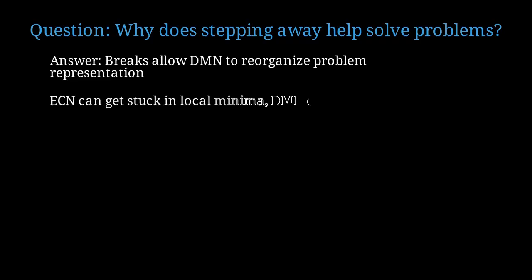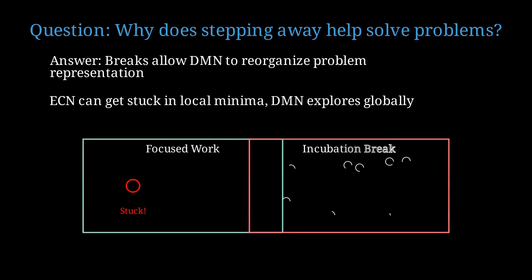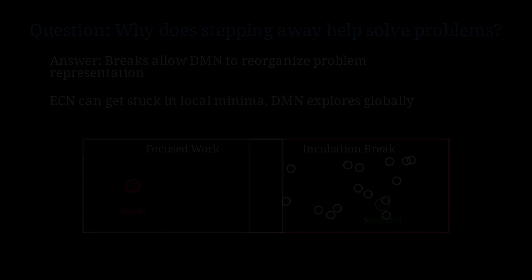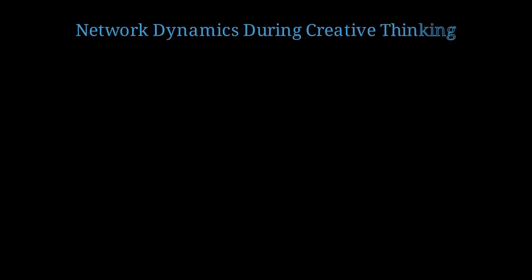The executive control network can get stuck in local minima, repeatedly trying the same unsuccessful approaches. The default mode network explores the problem space more globally, potentially finding novel solution paths. On the left, focused work leads to getting stuck in a rut. On the right, during an incubation break, the default mode network explores many possibilities and discovers a solution path that focused attention missed. Now let's examine the dynamic interplay between networks during the creative process.